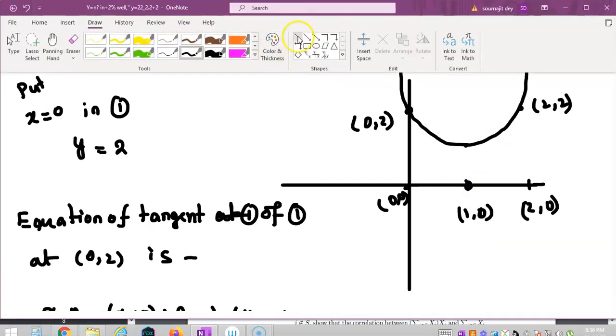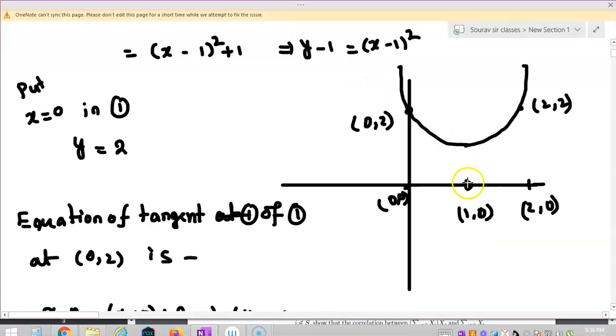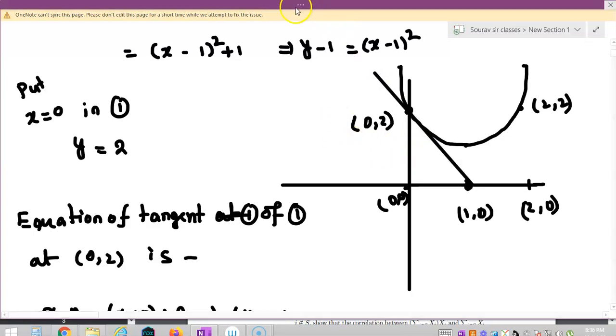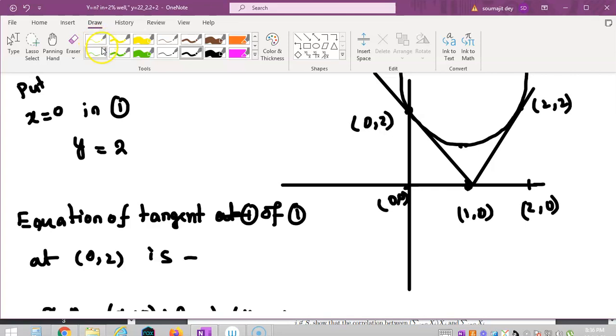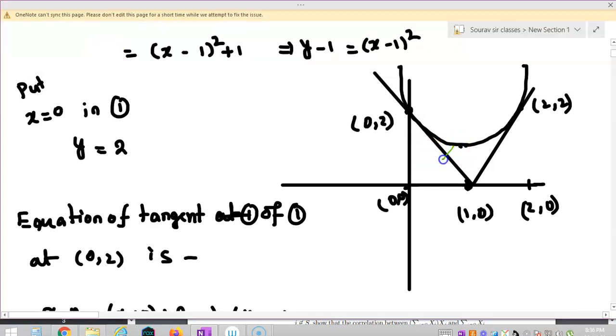So let me draw the tangents. This is our first tangent, and this will be our second tangent, right? So we need to find out this area. I am marking this using another color. So I need to find out this area. So how can I find out this area?